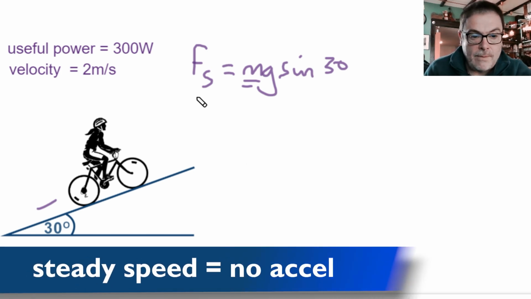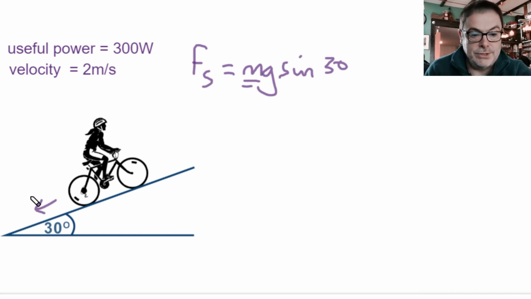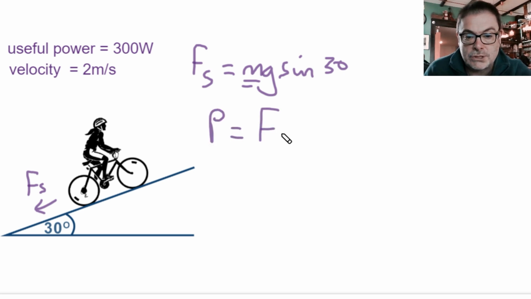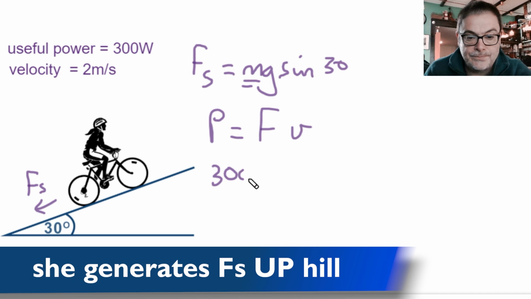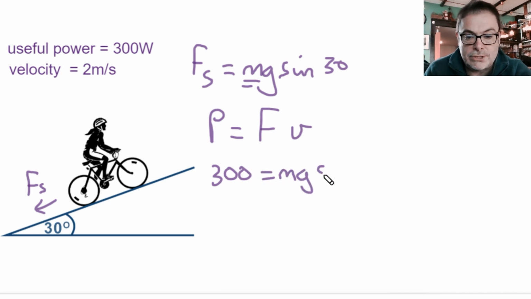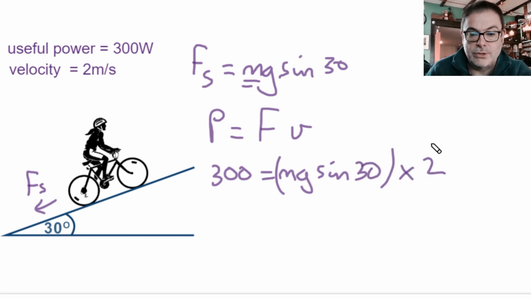Well, this is quite straightforward, because if we know that the force downwards there is Fs, which we just worked out, we can use the formula. The power developed is force times velocity. Really useful, not very often spoken about formula. So the power there we know is 300, and we know the force is equal to mg sine 30, and all that lot is going to be times by the velocity, which of course is 2.